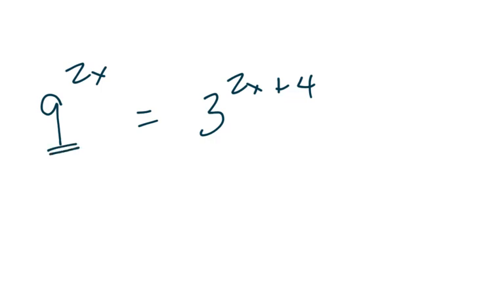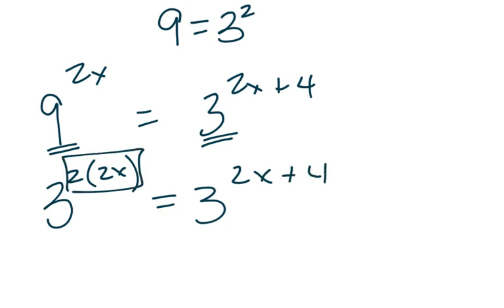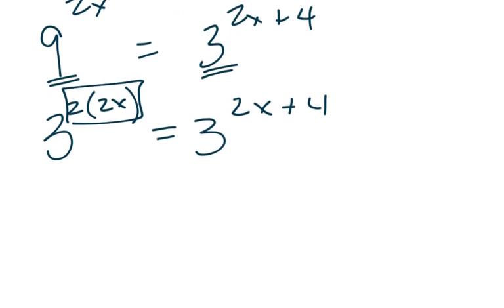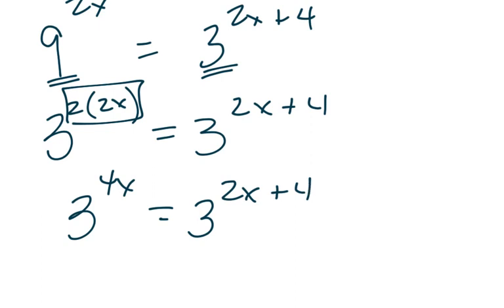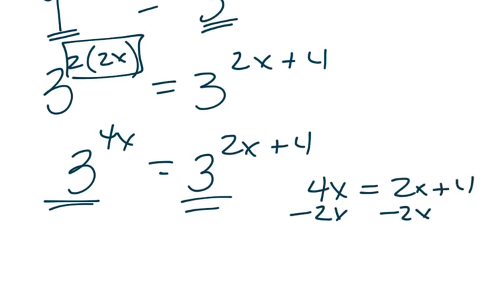Now here the bases aren't the same. One base is a 9 and one base is a 3, but I know how to change 9 into a 3. Isn't 9 the same thing as 3 squared? And so now the bases are the same. That becomes 2 times 2x, and that's going to be 3 to the 4x equals 3 to the 2x plus 4. Since these are the same, I can just set the exponents equal to each other. Subtract 2x, get 2x equals 4, divide by 2, get x equals 2.